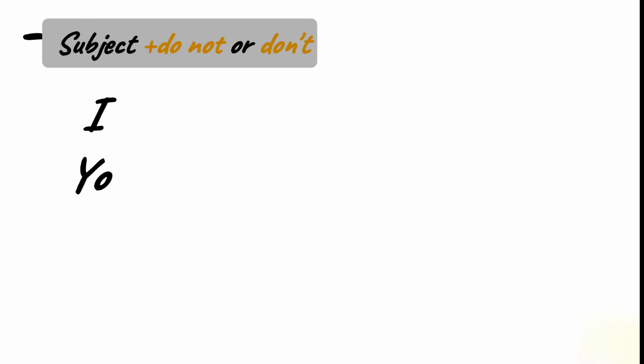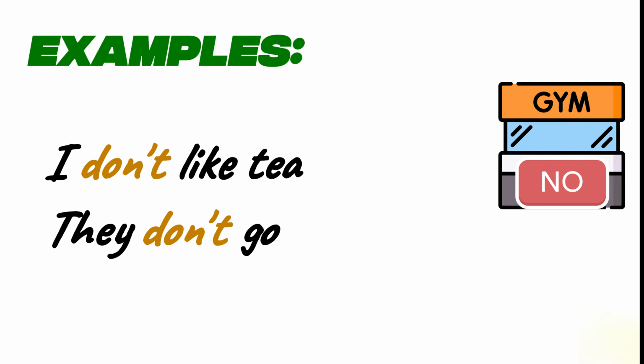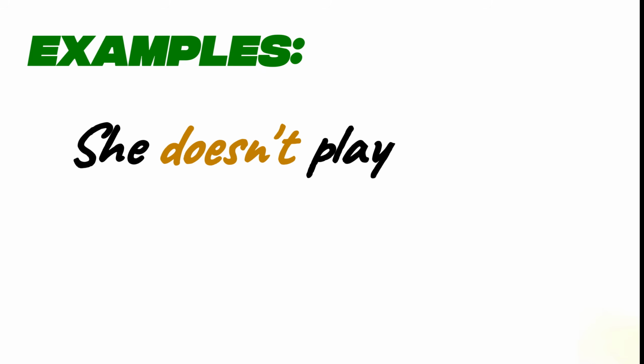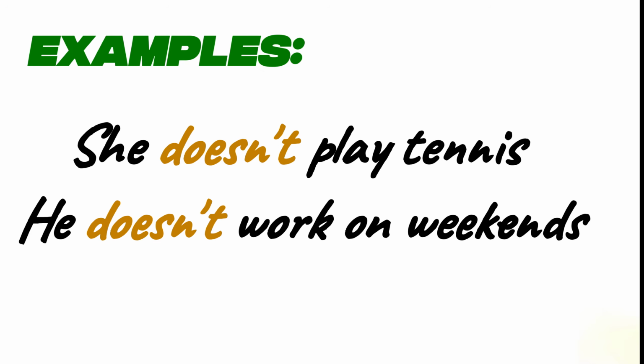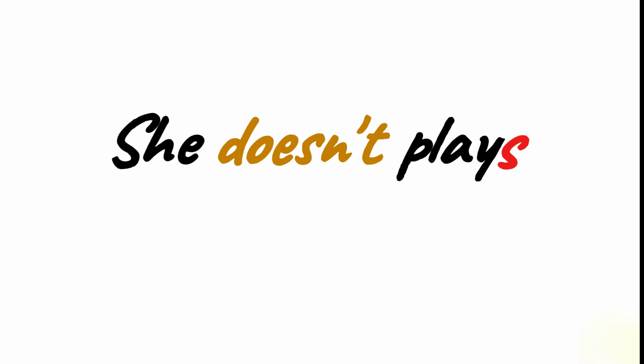To make a negative sentence, we use do not or don't for I, you, we, they, and does not or doesn't for he, she, it. Examples: I don't like tea. They don't go to the gym. She doesn't play tennis. He doesn't work on weekends. After don't or doesn't, the verb goes back to its base form. Not "she doesn't plays," but "she doesn't play."